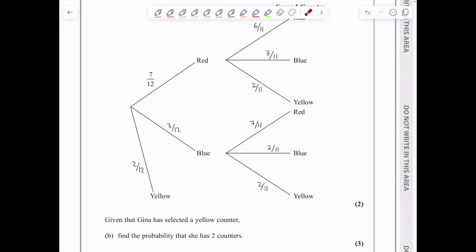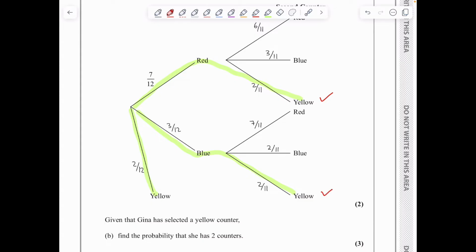In part B, it is given that Gina has selected the yellow counter, and we need to find the probability that she has 2 counters. So this is an example of conditional probability. We know for sure that she selected a yellow counter, so it could be a red and a yellow, a blue and a yellow, or a yellow. This is known to have happened for sure, and we're wondering what's the probability of 2 counters, which means the red yellow or the blue yellow scenario.